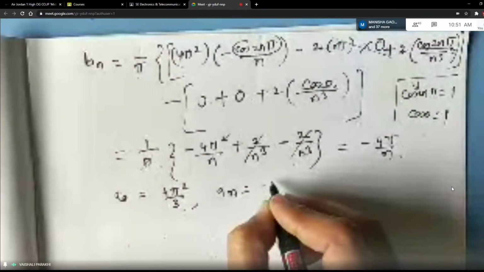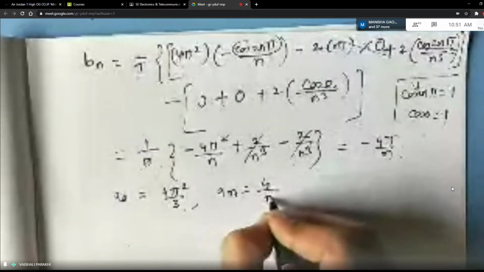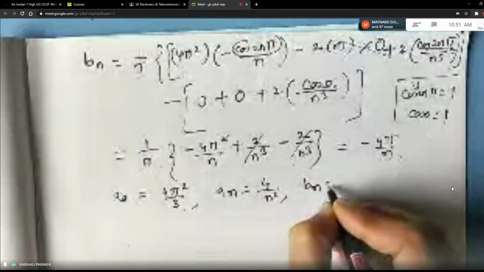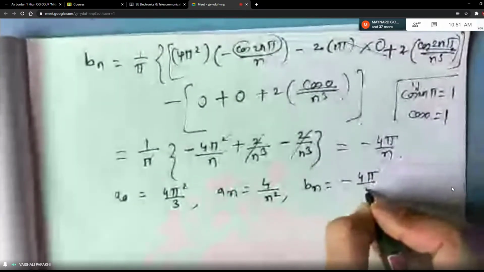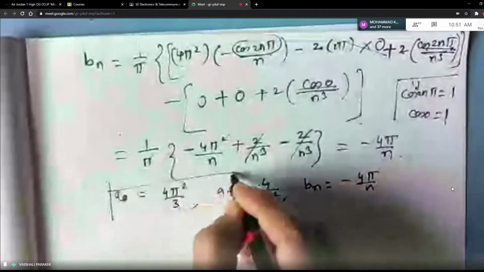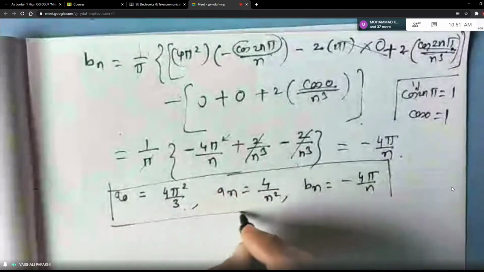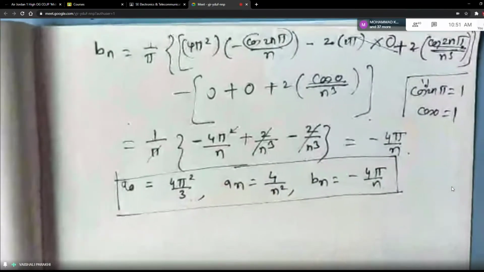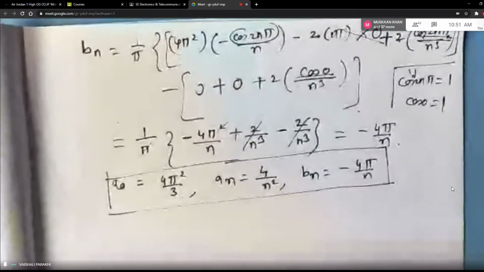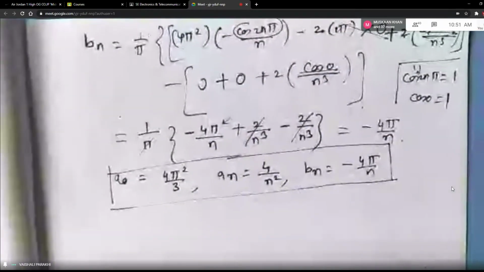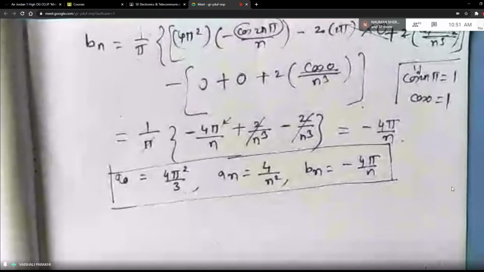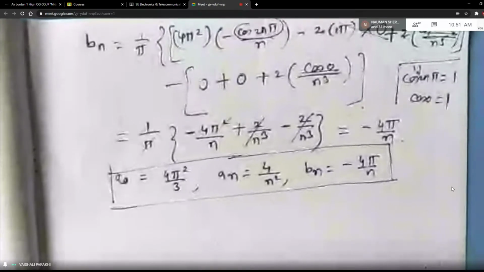Minus 4 by n square, right? And what is bn we got just now? Minus 4 pi by n. So students, remember that once you get these three constants correctly, almost 80% of the work is done, right? So the main thing here is to get the values of these constants correctly.